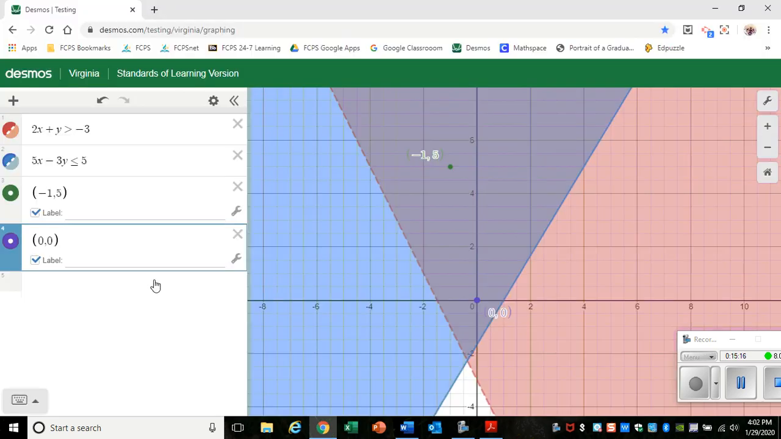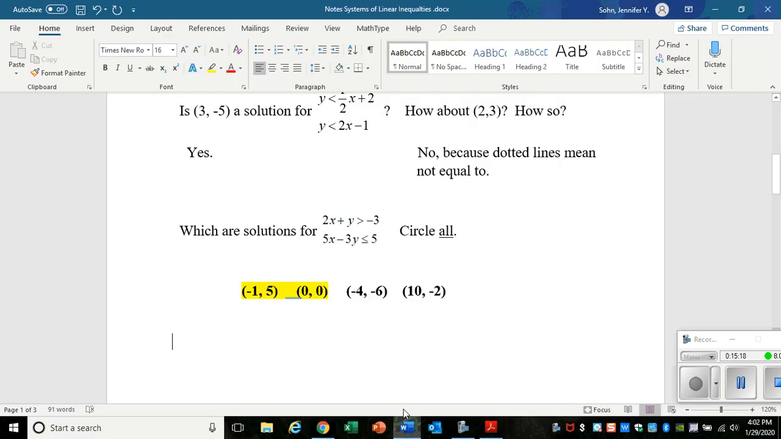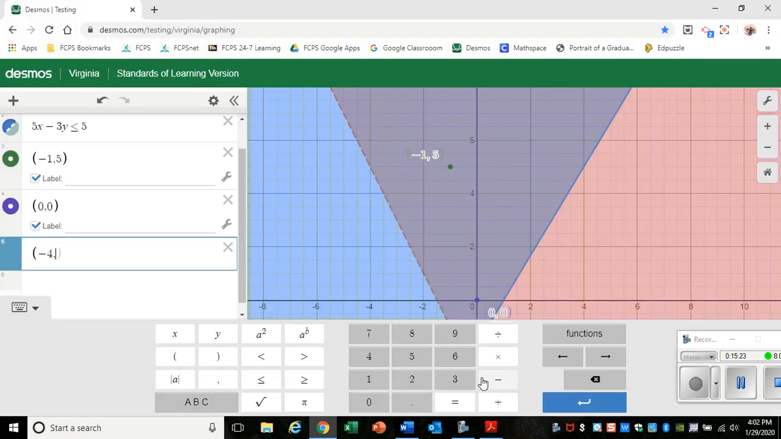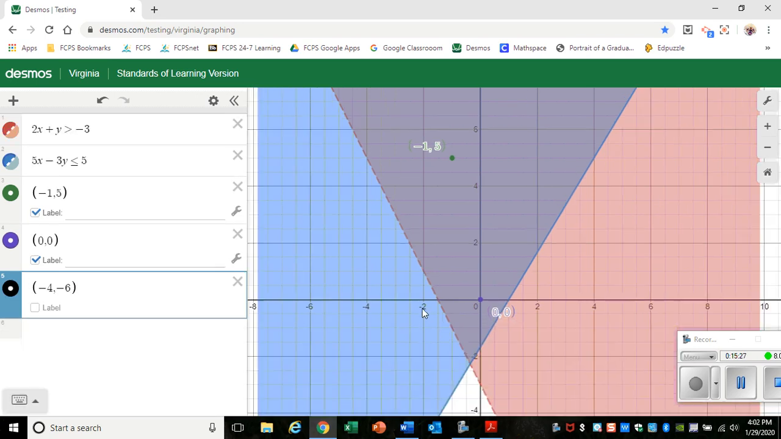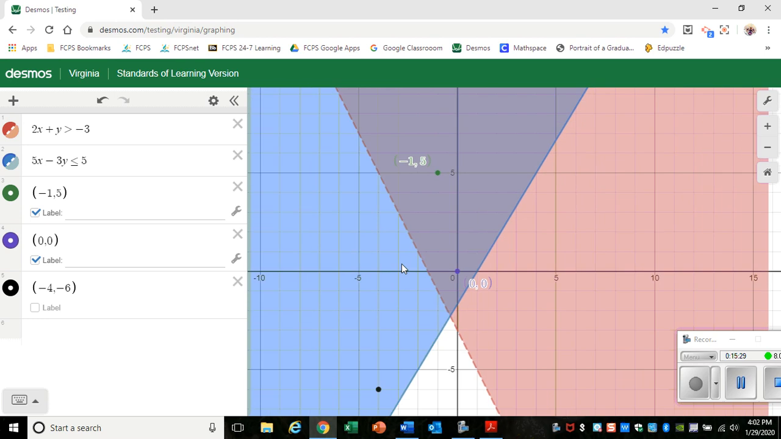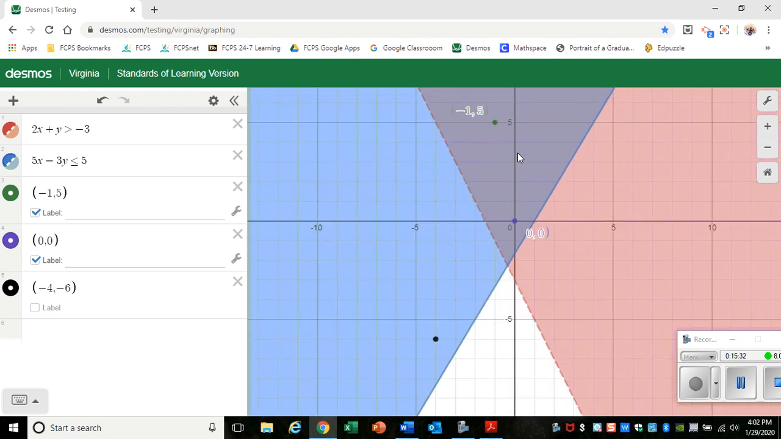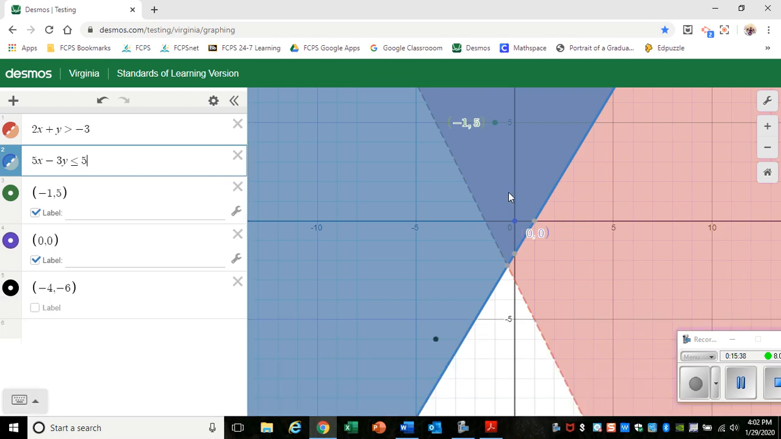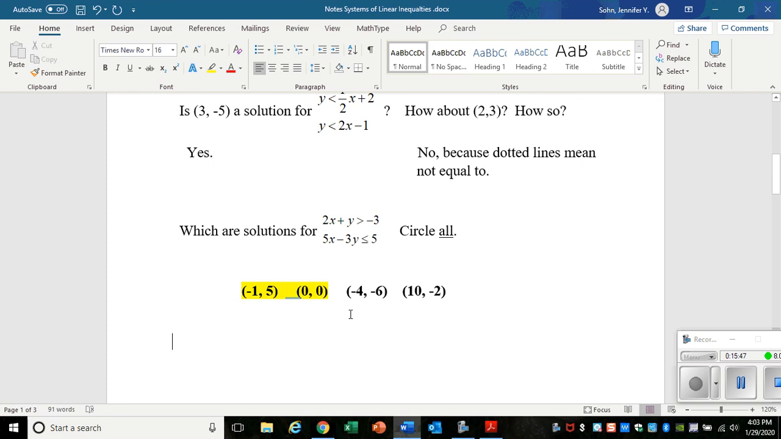And then here, we're gonna type the next one, which is negative 4, 6. Please type it. And then label it, and then is that inside the, where is negative 4, 6? Here. Is that inside this overlap section? No. This is just the solution for the blue one. So that one is not solution. It has to be here, okay? So if you label this, that one is not in the overlap. So that is not the solution. So we're not going to circle that one.